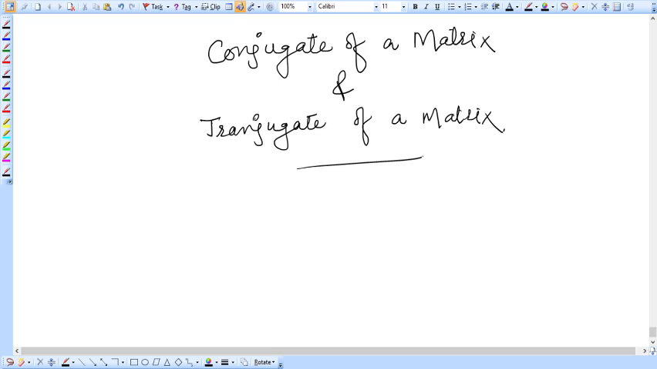In this video, we will be discussing the conjugate of a matrix and the tranjugate of a matrix. See, the concept of the conjugate, we generally talk about in complex numbers, right? If we are working with complex numbers and z is any complex number a plus iota b, then its conjugate is denoted by z bar and it is equal to a minus iota b.